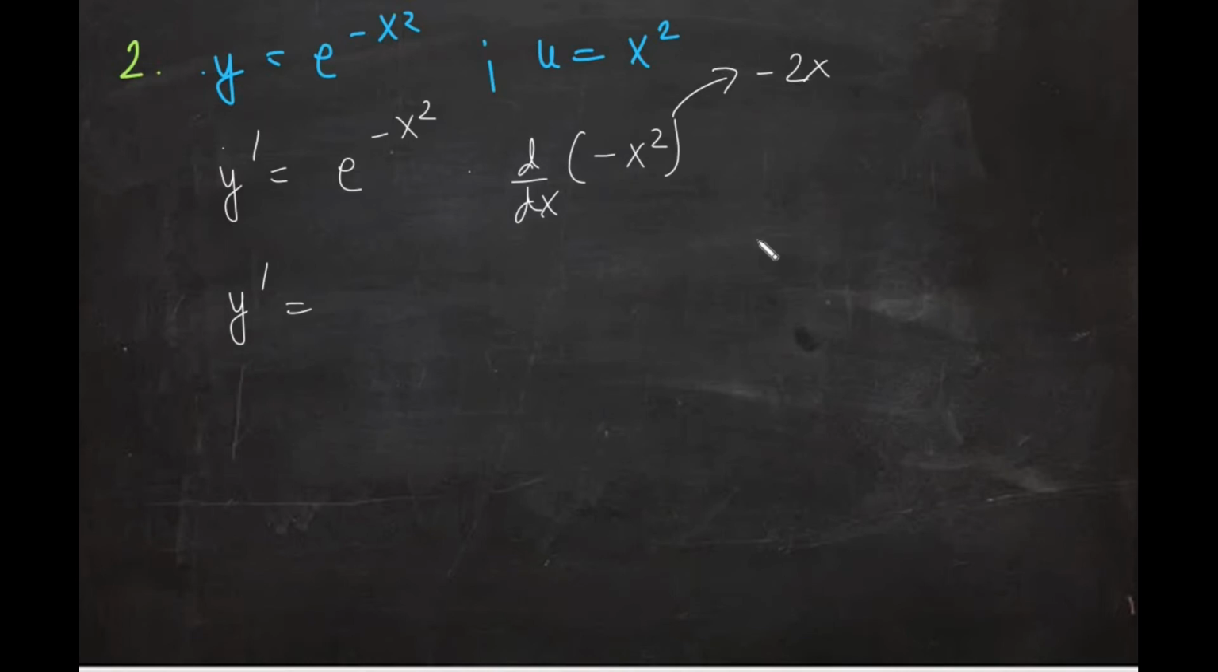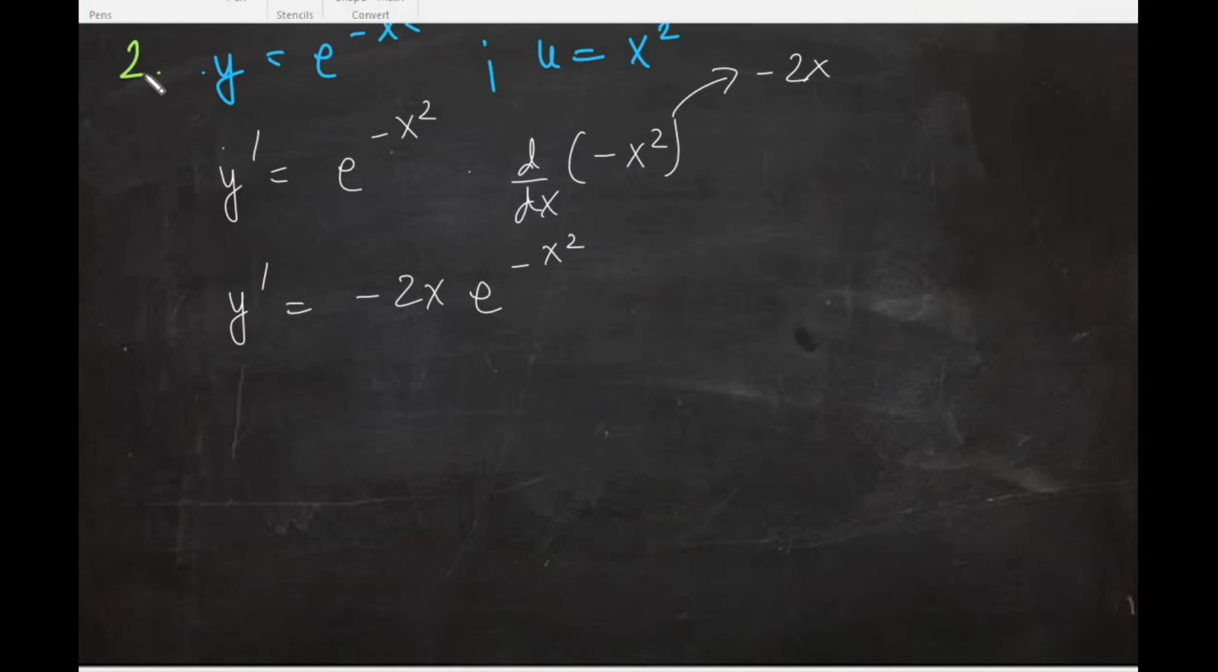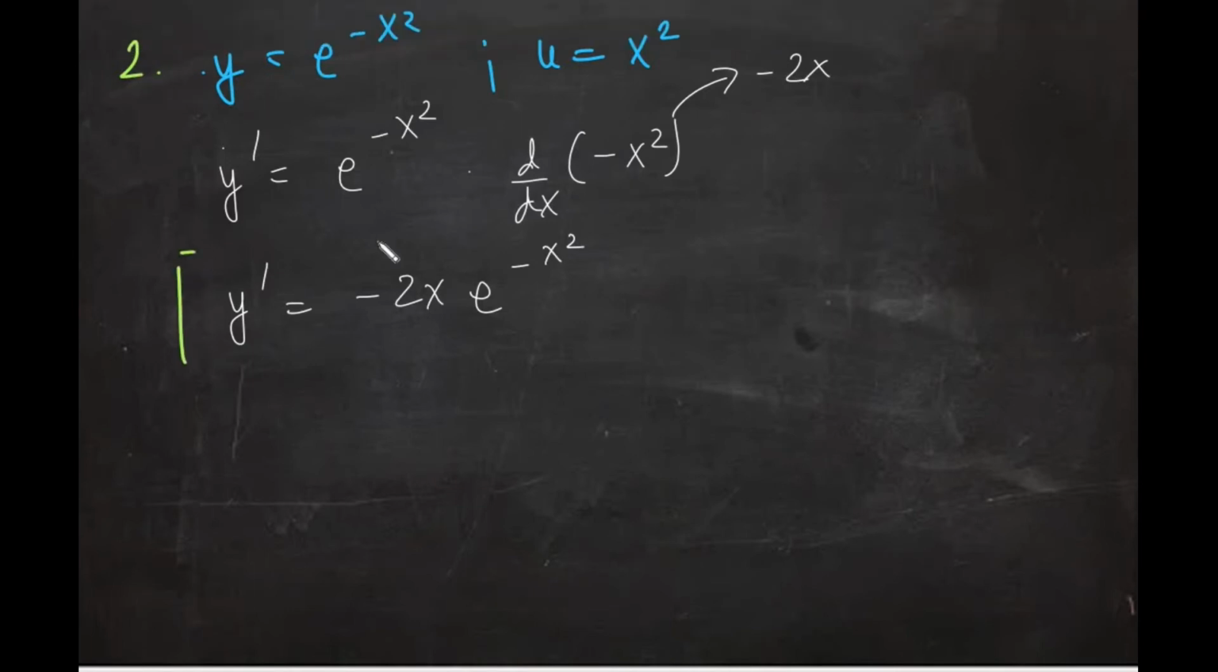Okay, so if we write that down, we'll have negative 2x times e raised to negative x squared. And that would be our final answer.